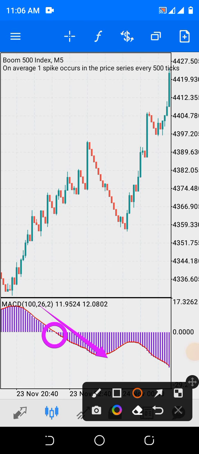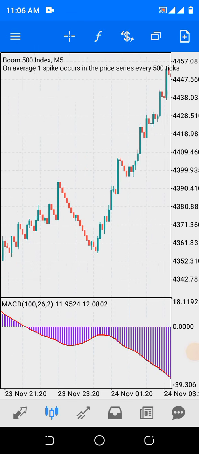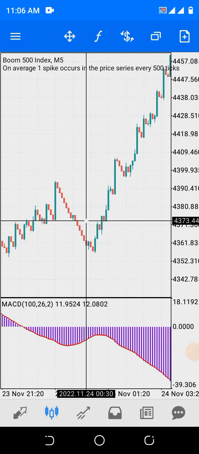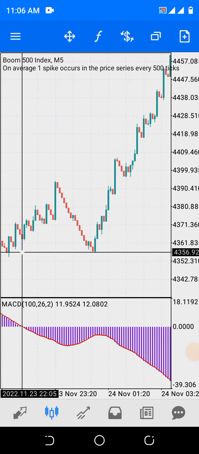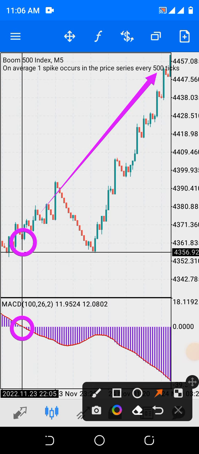So for this particular one, look at where the crossing occurs here. I want you to make your entry here. Look at the crossing here. I want you to make your entry here. And this is excess profit. You see all these sparks are in your favor. Are you getting it? So this is a clear strategy, a profitable strategy.